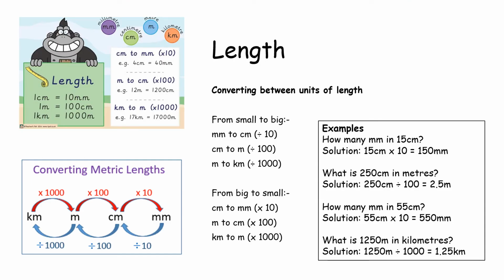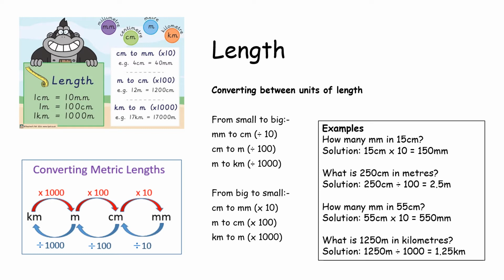Converting between units of length. When you're going from smaller numbers to bigger numbers, for example, millimetres to centimetres, you are dividing. So for millimetres to centimetres, you would be dividing by 10. From centimetres to metres, you would divide by 100. And for metres to kilometres, you would divide by 1,000.